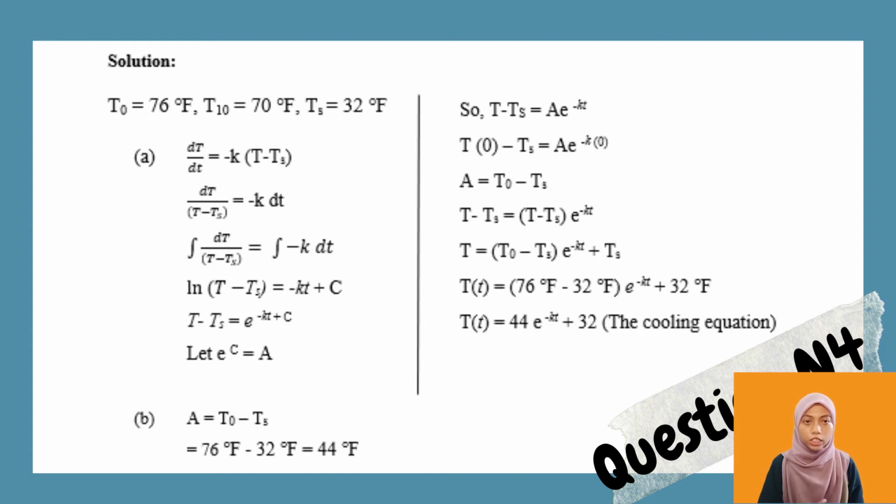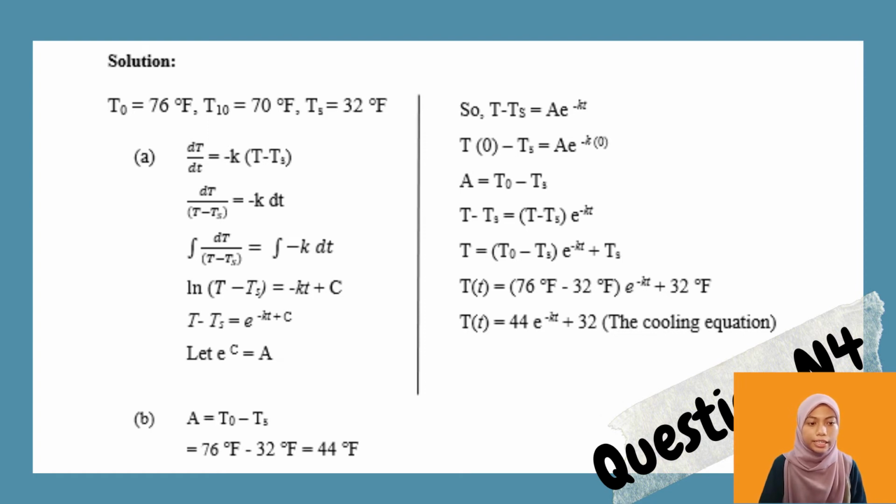We integrate both sides, and then we get ln of T minus Ts equals negative kt plus c. Then we bring the ln to the right hand side, and it becomes e to the power of negative kt plus c. Then we let e to the power of c equal A. The equation becomes T minus Ts equals A multiplied by e to the power of negative KT.